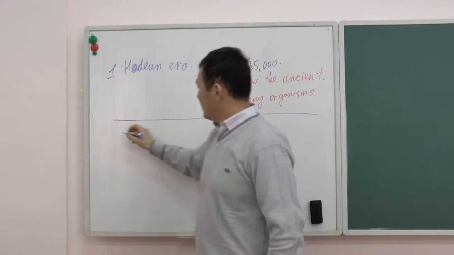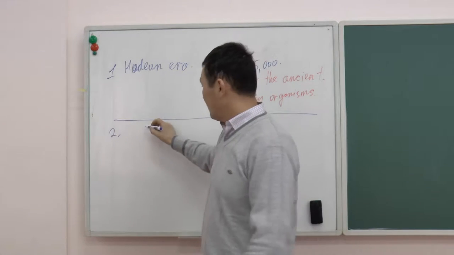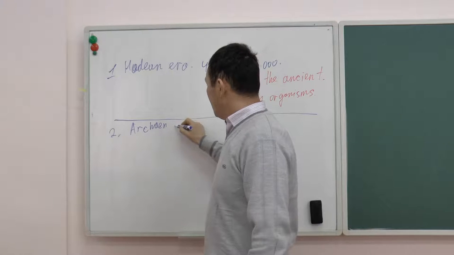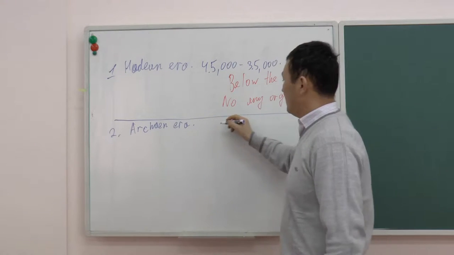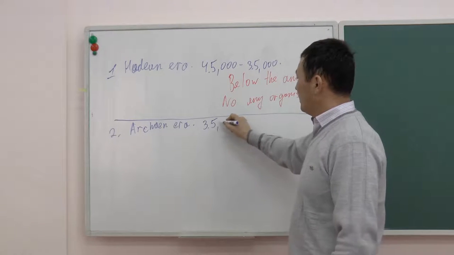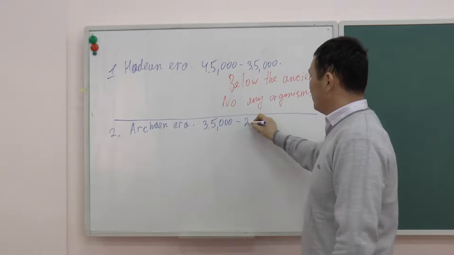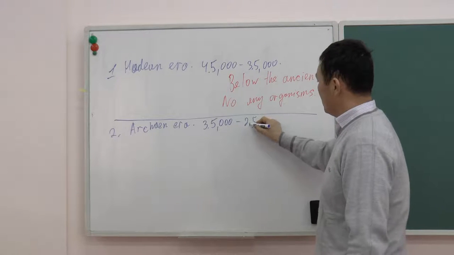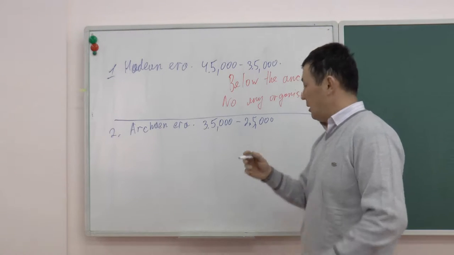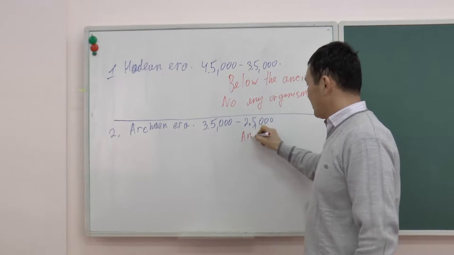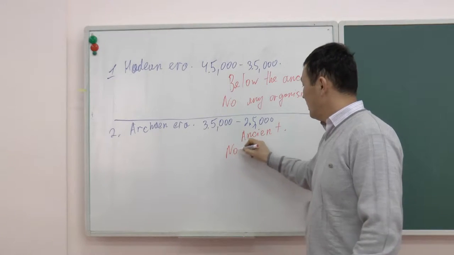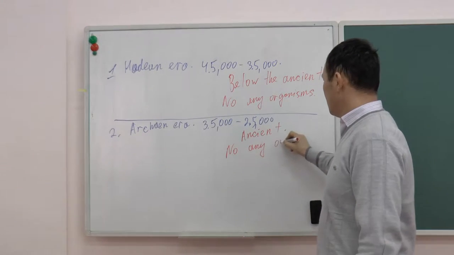The second era in our geological development is the Archean era. As you know, it continued from 3.5 billion till 2.5 billion years ago. The other name is oldest, or just ancient. There is still no life organisms.